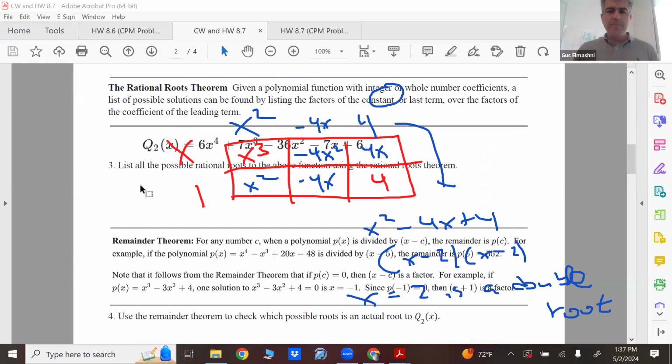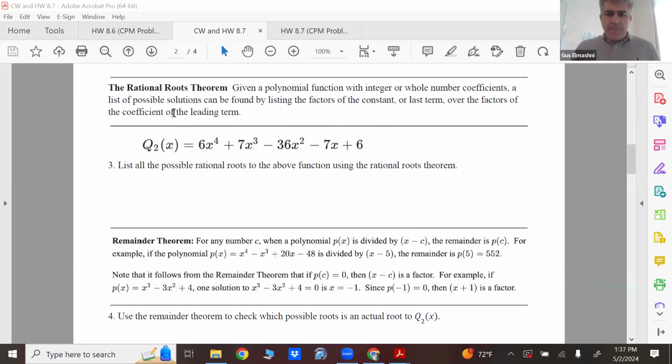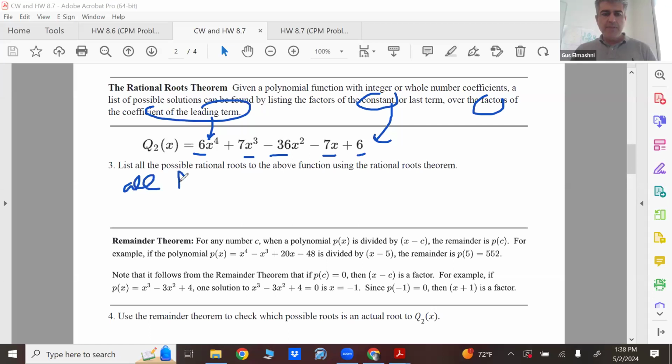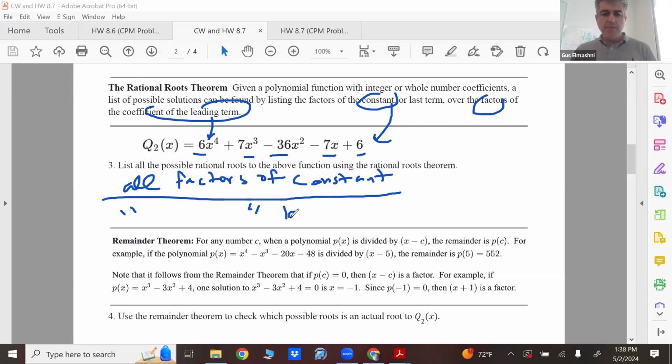Okay, rational roots theorem. Just tells us that given a polynomial function with integer whole number coefficients, so your coefficients are whole numbers or integers, so it could be negative numbers also, a list of possible solutions can be found by listing the factors of the constant over the factors of the leading term. So what you do is this. You take all the factors of the constant and divided by all the factors of the leading coefficient.